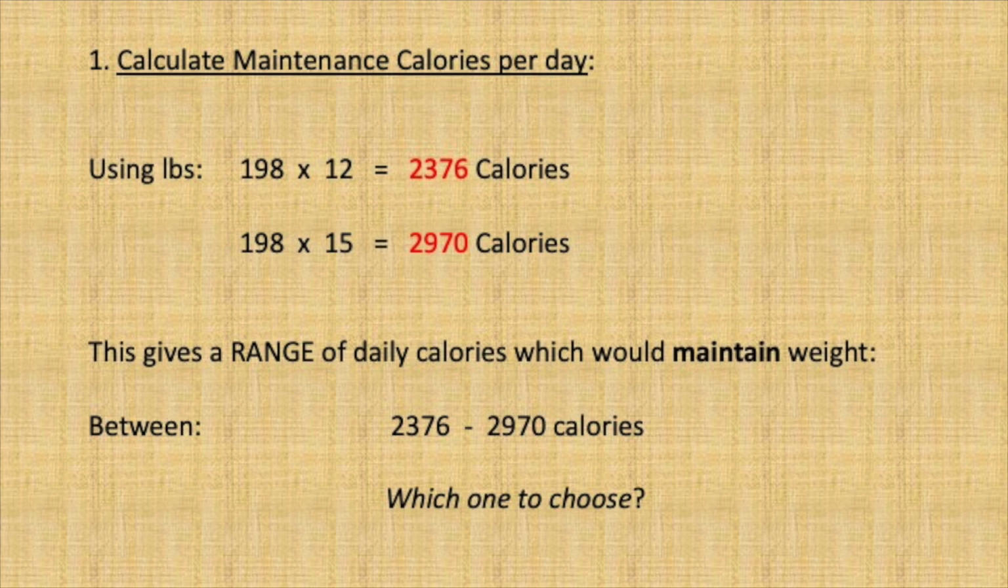Take your weight in pounds and multiply it first by 12 and then by 15. So this gives me a range of calories. So you'll notice here that I've made this calculation using weight in pounds, not in kilograms. Further along in this video, I will be using kilograms and grams, and I will flag that up for you when I'm going to be doing that.